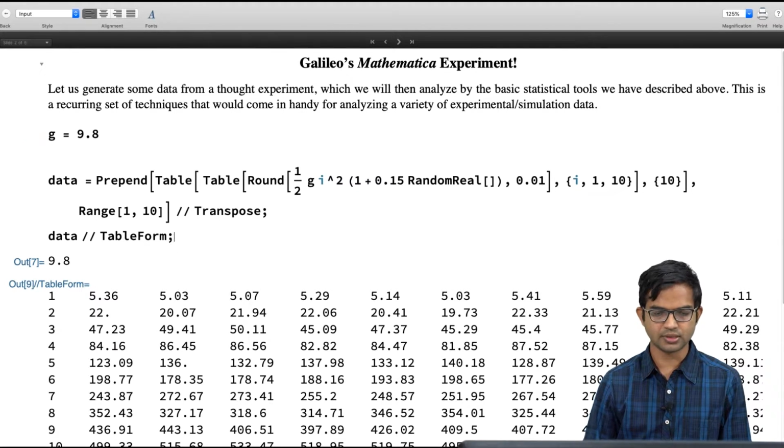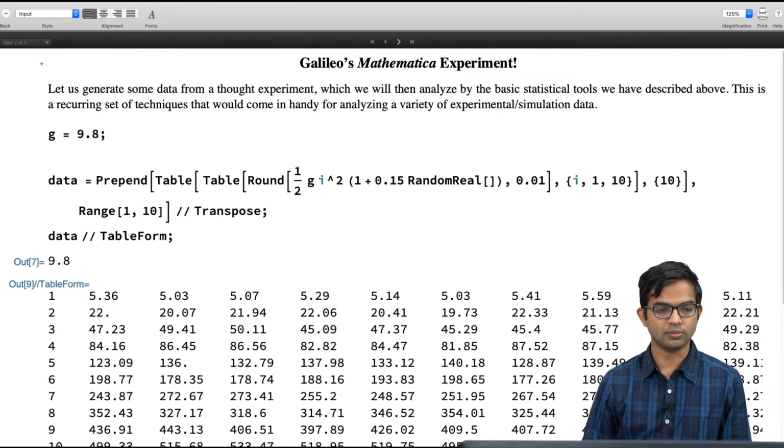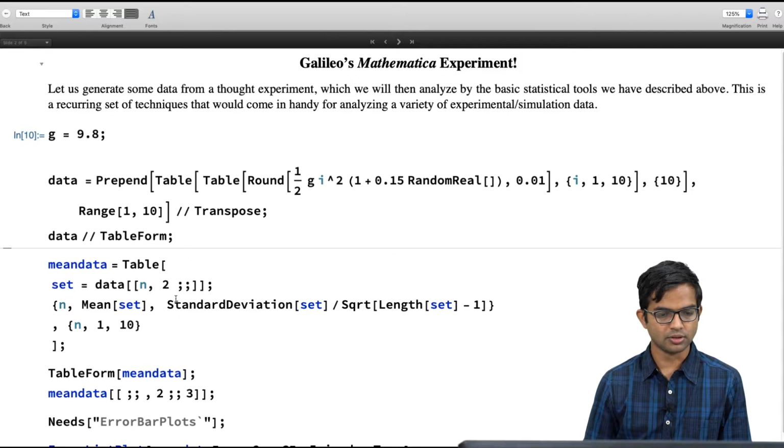In order to suppress all this information, I can of course rerun it. Running simply involves shift enter. I can rerun it with this semicolon. All right, so then we have the first step, second step.